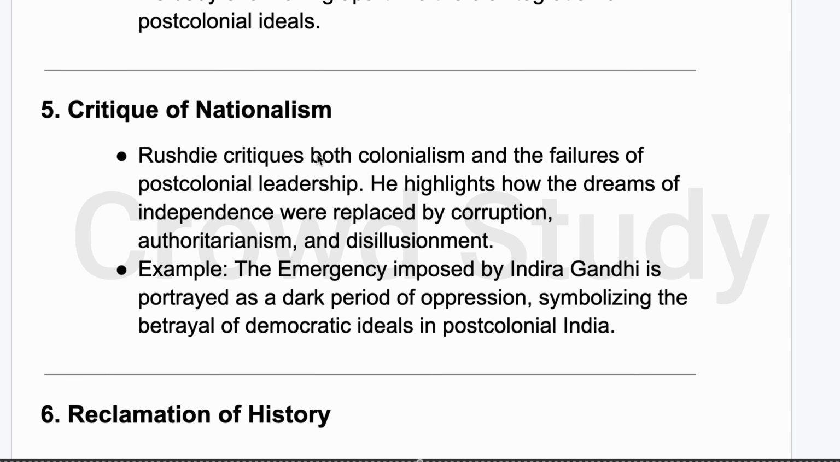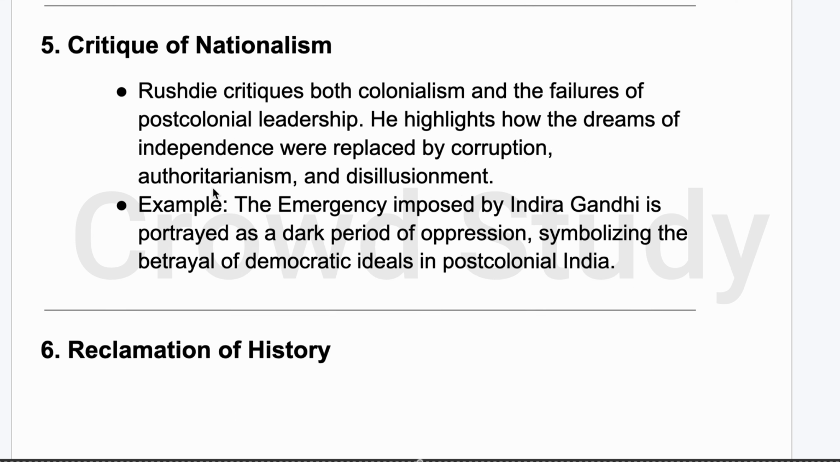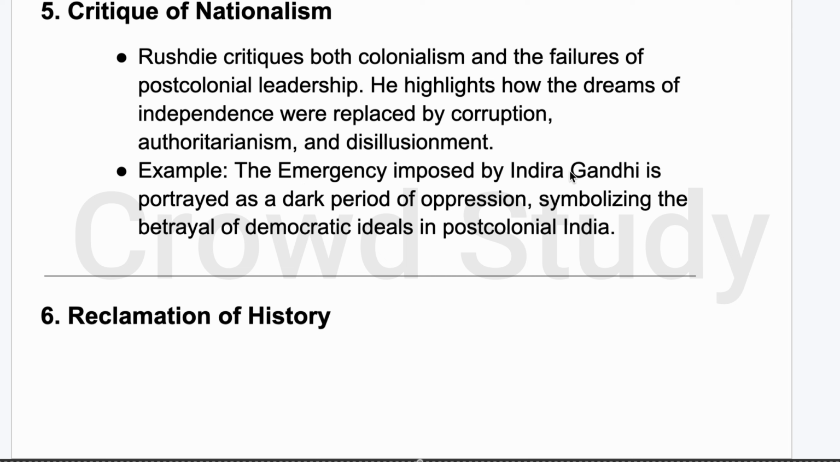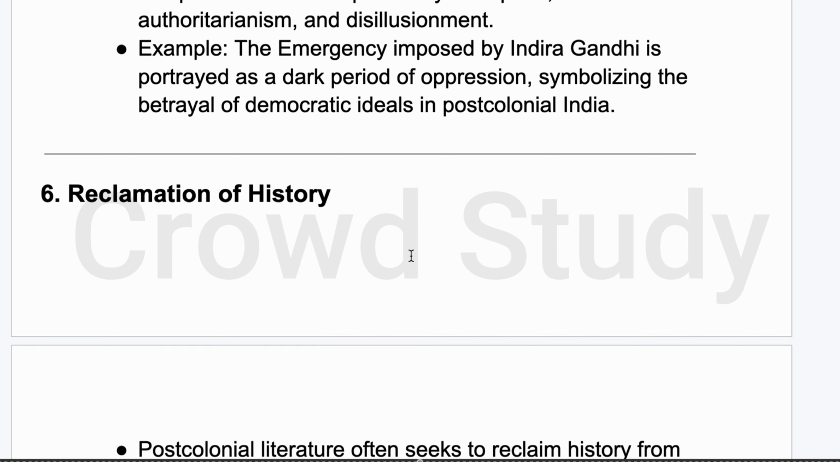Number 5. Critique of nationalism. Rushdie critiques both colonialism and the failures of post-colonial leadership. He highlights how the dreams of independence were replaced by corruption, authoritarianism, and disillusionment. For example, the Emergency imposed by Indira Gandhi is portrayed as a dark period of oppression, symbolizing the betrayal of democratic ideals in post-colonial India.